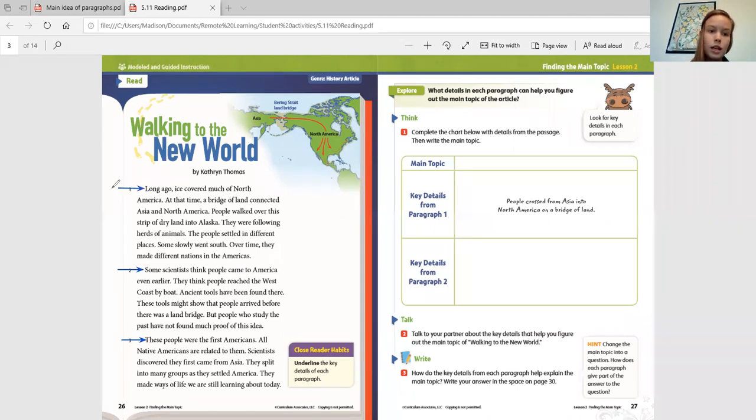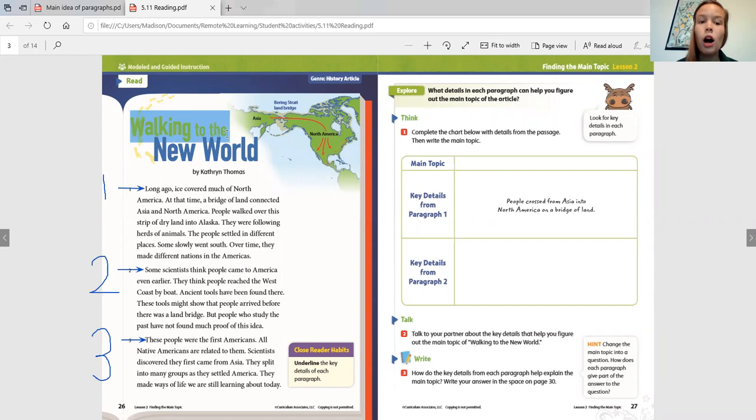So if we were to label these, this would be paragraph number 1. This would be paragraph number 2. And this one is paragraph number 3. So this story right here, Walking into the New World, has how many paragraphs? Let's count them again. 1, 2, 3. It has 3 different paragraphs. And each of those paragraphs is going to have a different main idea or key detail that's going to be supporting our overall main idea of the story. And being able to figure it out, remember, helps us understand what we're reading. So let's get started and read Walking into the New World.